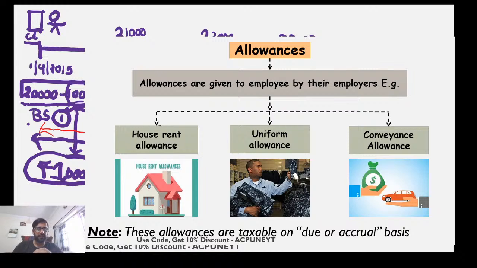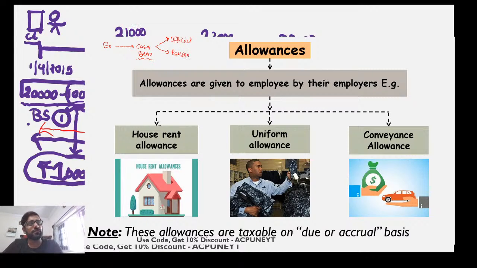Allowances basically क्या होते हैं? You are receiving something from your employer. You are receiving some cash benefits for employer for official purpose, or it may be for personal purpose. Is it clear? So what are allowances?